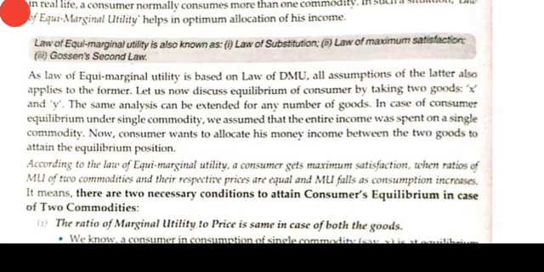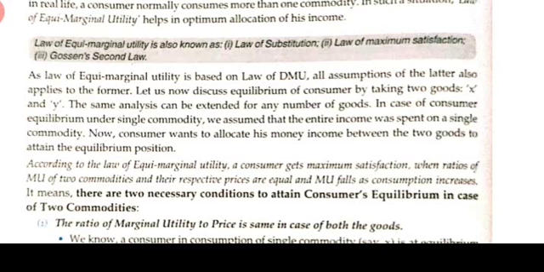The law of equi-marginal utility is also known as law of substitution, law of maximum satisfaction, or Gossen's second law. The law of DMU was Gossen's first law of consumption. Law of equi-marginal utility is called Gossen's second law. According to the law of equi-marginal utility, a consumer gets maximum satisfaction when the ratio of the MU, marginal utility, of two commodities and their respective prices are equal and MU falls as consumption increases.